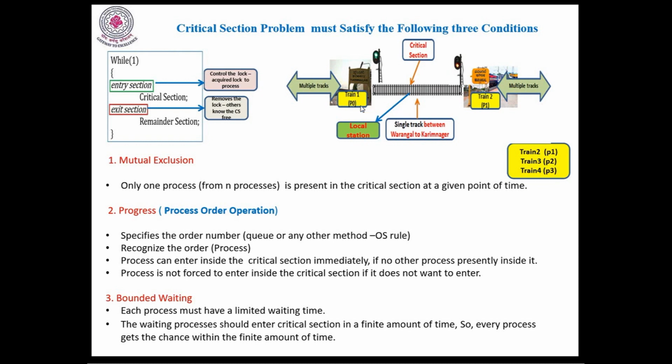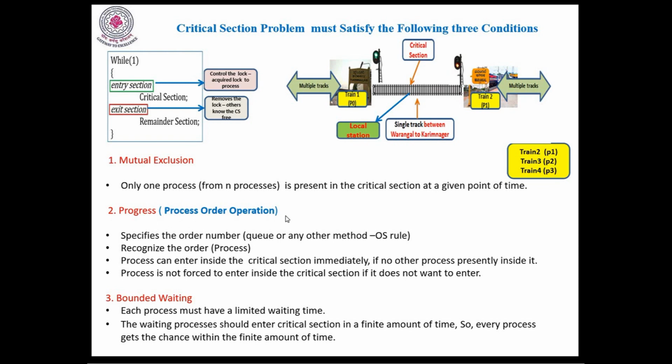And also we do not know the speed of process P0, process P1, or train 1 and train 2. We do not assume the speed of train 1 and train 2. Without knowing the speed of the trains, we have to execute this. So we must follow mutual exclusion. We need to allow only one process to enter into the critical section. Otherwise, there are 2 possible situations, deadlock or collision, as per the example of the railway signaling system.